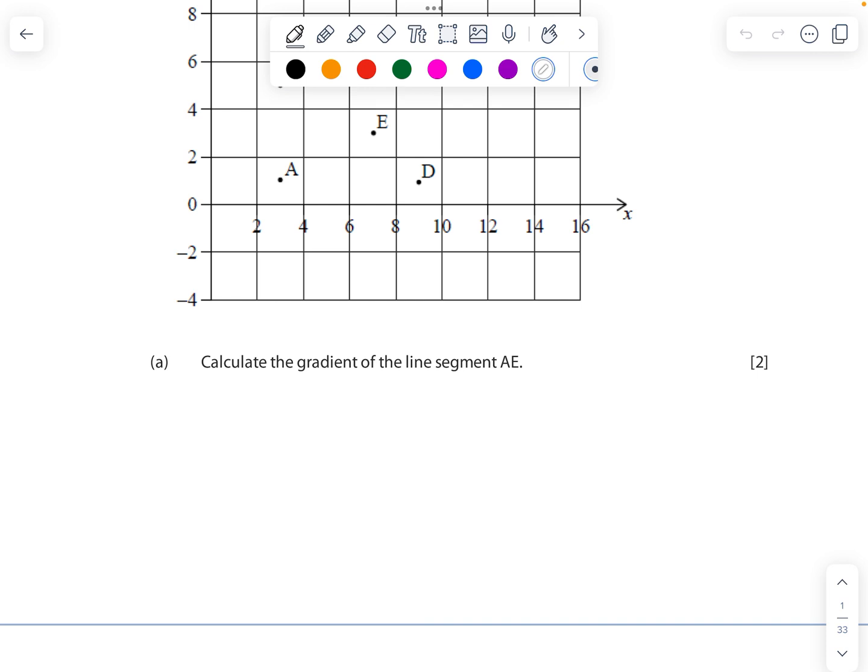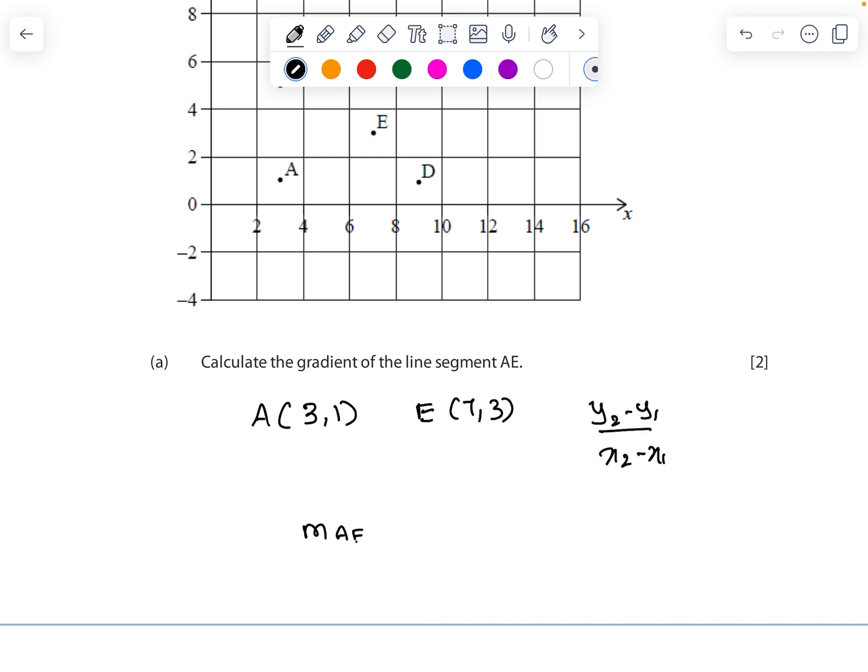Calculate the gradient of AE. A has been given as (3, 1) and E has been given as (7, 3). The formula for the gradient is y2 minus y1 over x2 minus x1. So the gradient of AE becomes (3 minus 1) over (7 minus 3), which is 1/2.